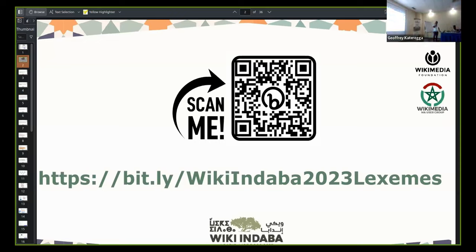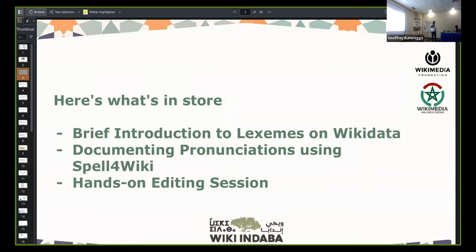So what is in store for today? Next slide. This is a full hands-on session, but I realized I still need to do a very brief introduction to lexicographical data. I'll try and do that in the next 10, 15 minutes at most, so that we can use the rest to actually get our hands dirty and do something. I would also briefly mention a very interesting project around Lexemes that the Divine Wikimedia User Group did some 2 years ago, and I'll allow one person from the user group to showcase that.